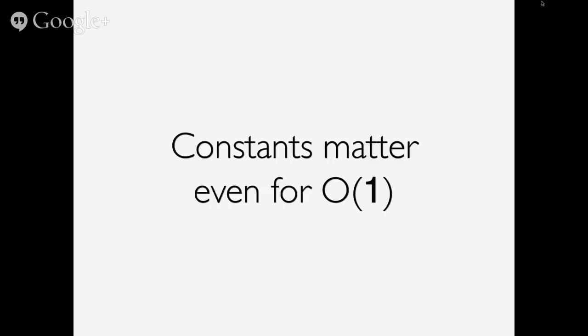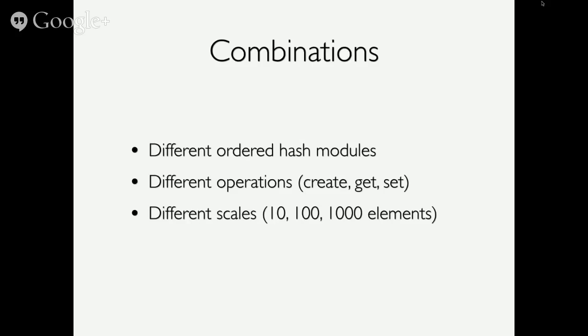And then constants matter. Even for things that should be constant, like hash lookup, the constants matter. The 1D references versus 2D references starts to really make a difference when you're doing things like that. So these are all the different combinations I wanted to benchmark. I wanted to look at the different ordered hash modules. I picked a subset that I thought were plausible for general purpose.